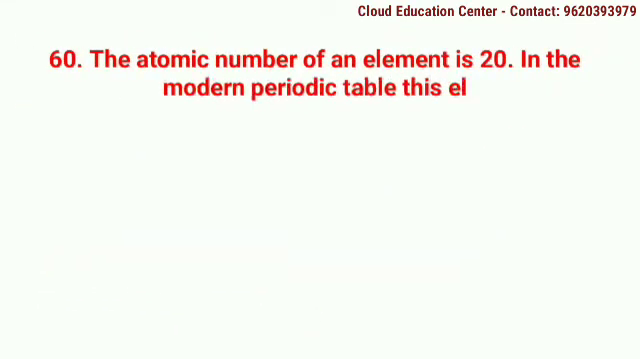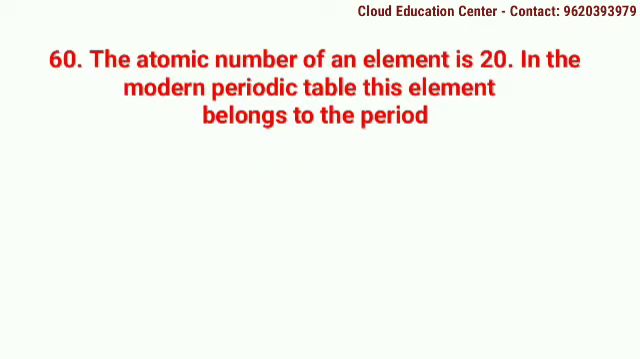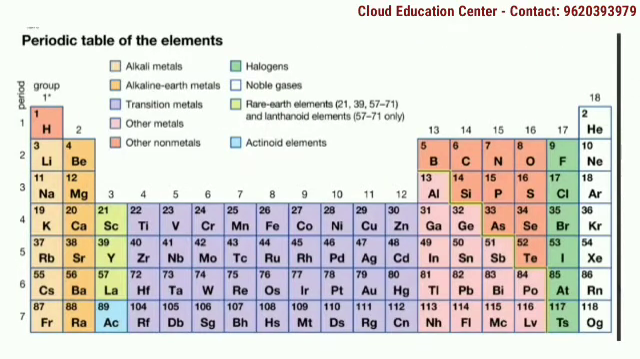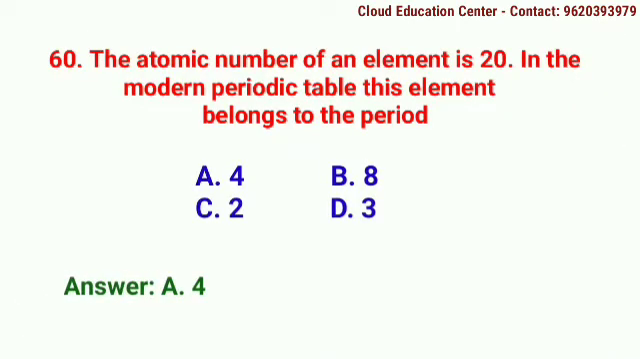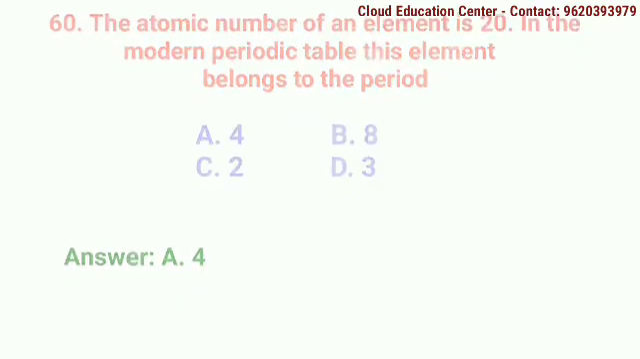The next question is, the atomic number of an element is 20. In the modern periodic table, this element belongs to the period. There are four options. If you see the periodic table diagram which is given on the screen, based on that, P4 is the correct answer. That means answer A, 4 is the correct answer.